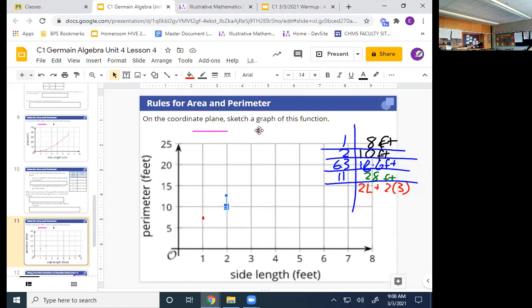I feel like my internet might have gone out. Can you guys? I can't see anybody, so I can't tell.